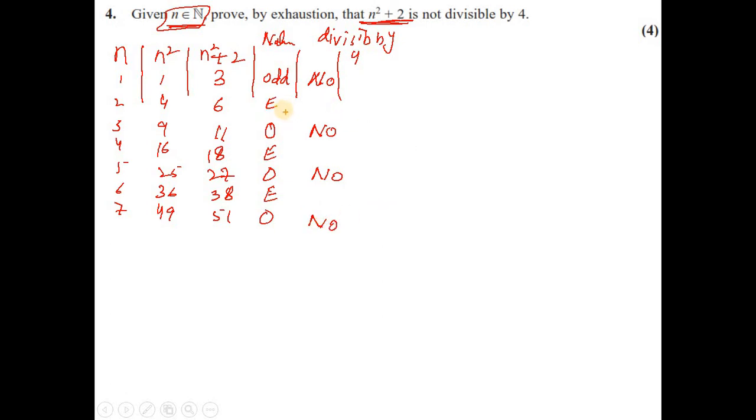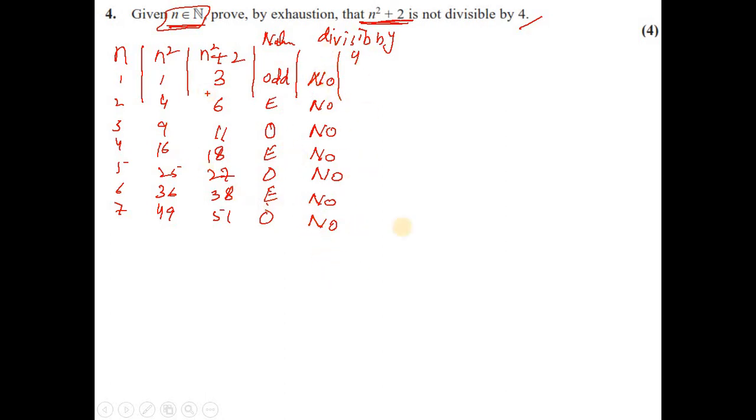Now this is an even number. An even number can be divided by 4. But if you see that this is 6, 6 is not divisible by 4. So you can say that no, it is not divisible by 4, even though they are even numbers. So how would you justify all these things?